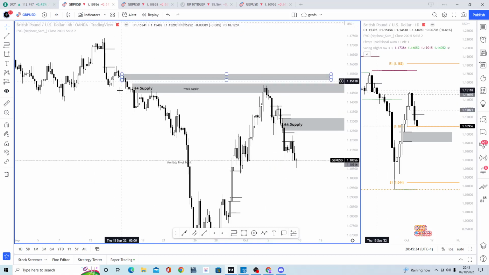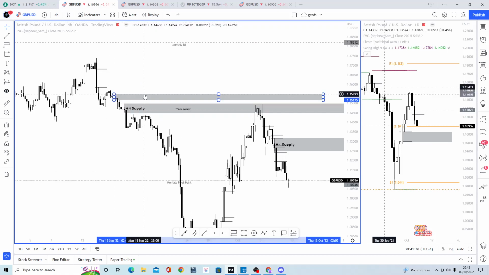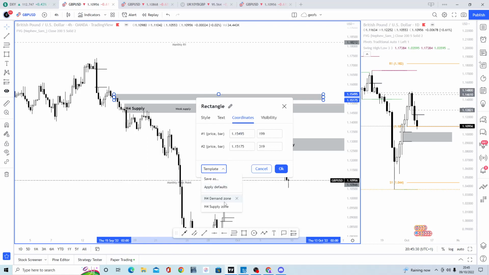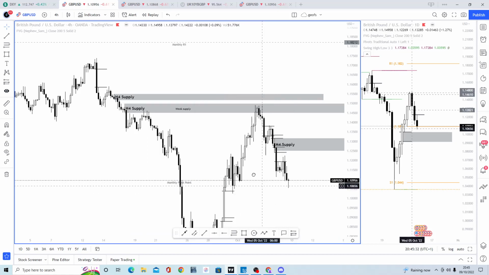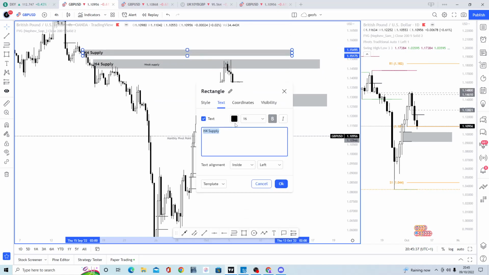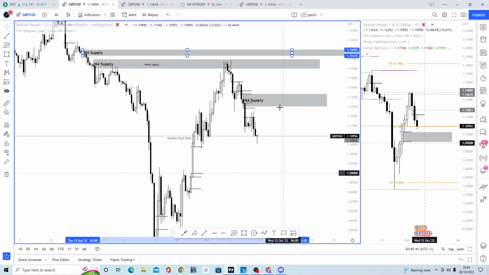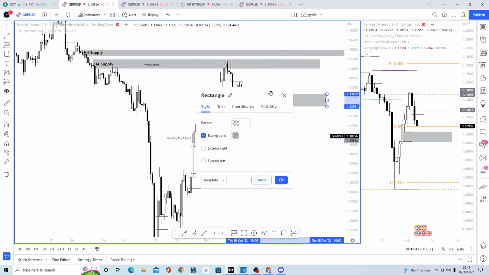Okay, that was supply, the break structure. We will just do H4 supply. So what we got? That's basically all of our relevant H4 zones now. This is the most interesting one.